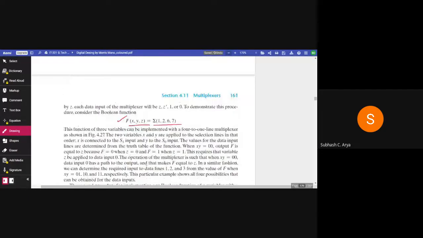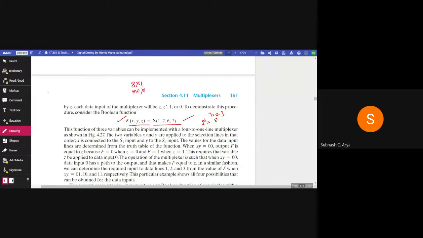So the first task is to decide what shall be the size of the multiplexer to be used for realization of this function. How to determine the size? When we observe this function, we can see this is a 3 variable function. So n is equal to 3, and 2 to power 3 will be 8. So 8 possible combinations are there. We can see from here also, the minterms go up to 7. So what shall be the size of the multiplexer to use for realizing this Boolean expression? That shall be an 8 cross 1 multiplexer.